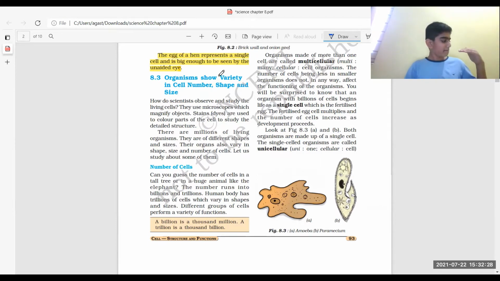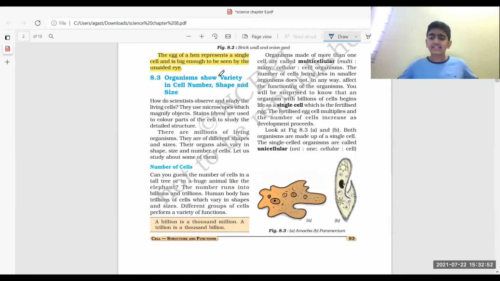Multicellular means me. I am multicellular. Why? Because I'm made up of many cells, might be trillions or thousand trillions, more than you can imagine. I'm made up of that many cells. But the life of a human starts with a single cell, a fertilized egg.